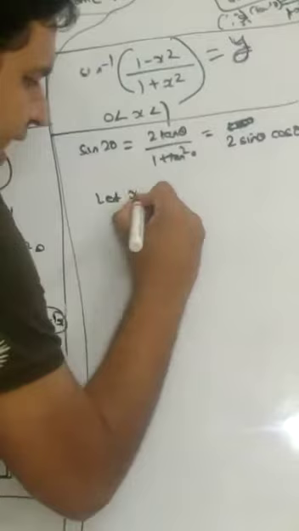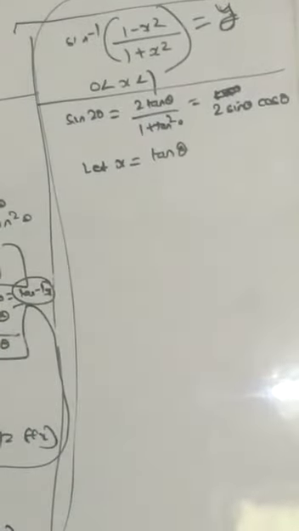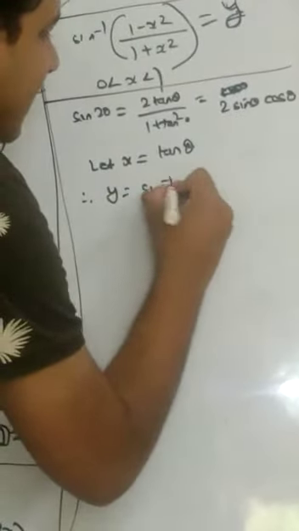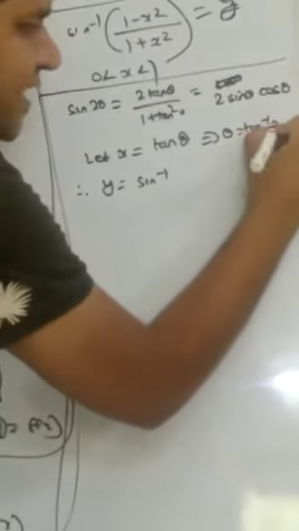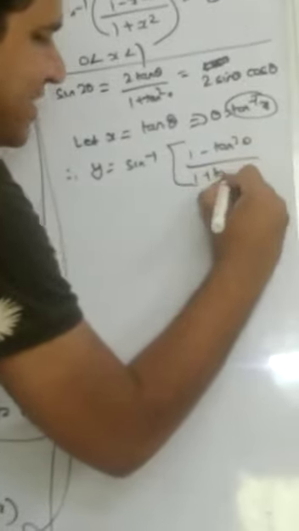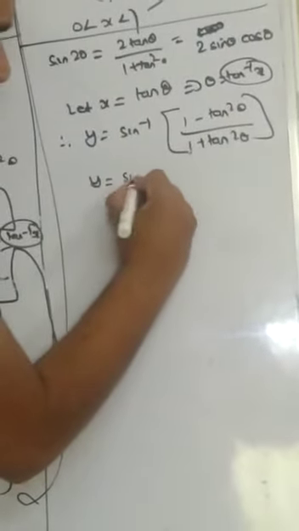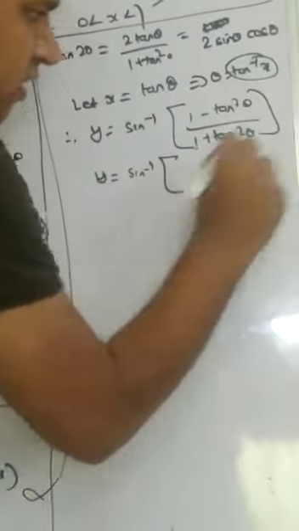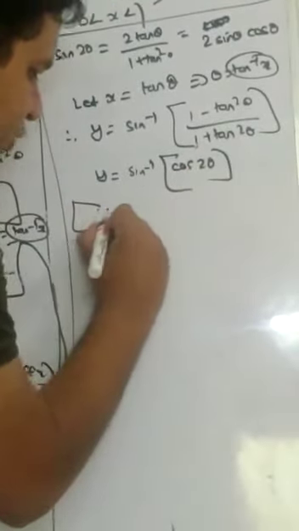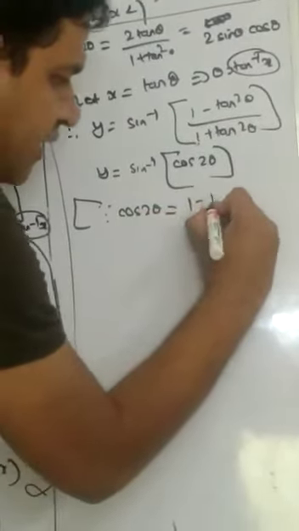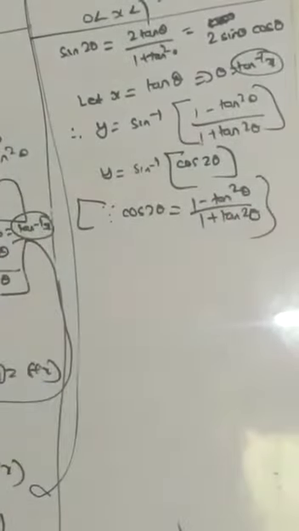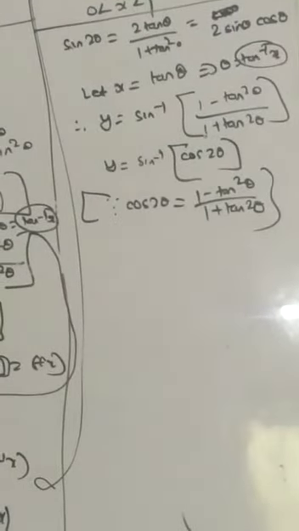Let x be equal to tan theta. Therefore, y is equal to sine inverse of (1 minus tan square theta) upon (1 plus tan square theta), and theta is always tan inverse x. I very well know (1 minus tan square theta) upon (1 plus tan square theta) is nothing but cos 2 theta. Why did I do this substitution? Because I know for a fact cos 2 theta is equal to (1 minus tan square theta) upon (1 plus tan square theta). Now guys, I know sine inverse of sine of a function is the function.